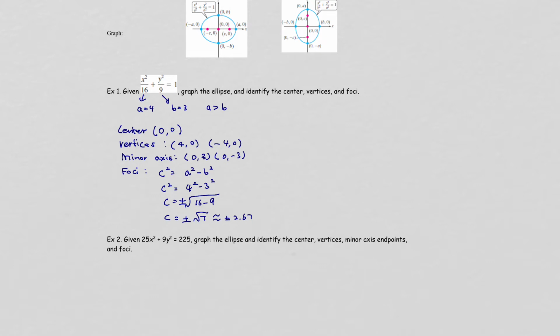So if we graph, it's going to be a horizontal ellipse. It will look like that. And then your focus point is going to be at 2.65, so it will be somewhere right here. And that's how you're going to graph the ellipse.